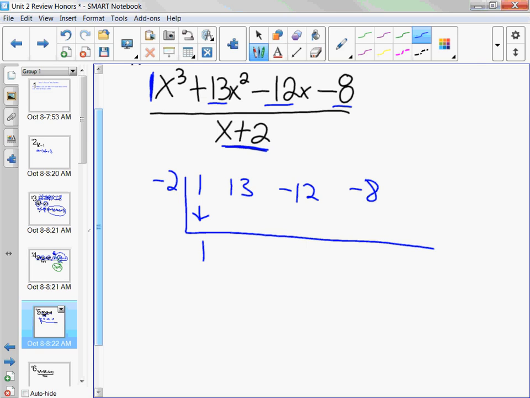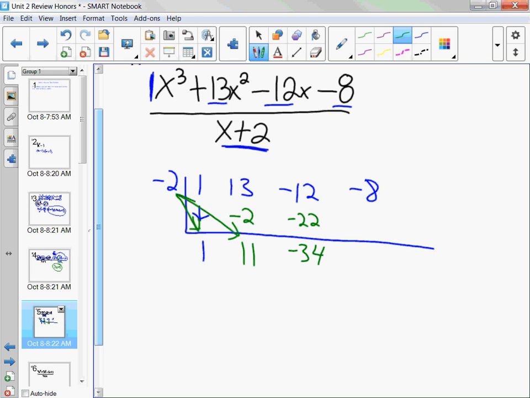And then I multiply as such. Negative 2 times this 1 down here is negative 2, and I put it under the next number. 13 minus 2, so I add or subtract in this case, I get 11. Then I multiply negative 2 times 11 and get negative 22. I add those together and I get negative 34.